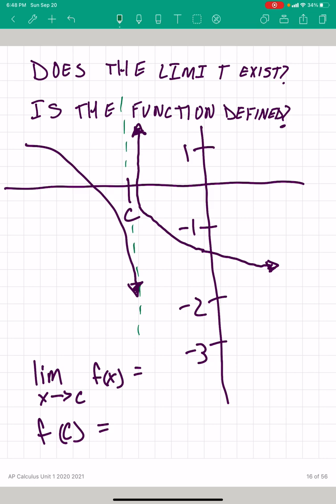So here, does the function have a value at c? No, because it's an asymptote. So we would say that not only does the limit not exist, but we would say that the function at c is undefined.